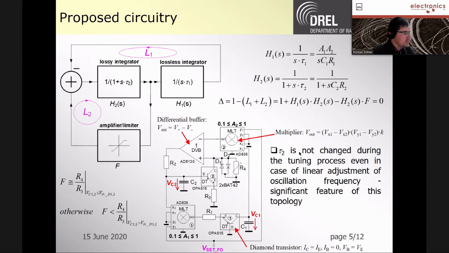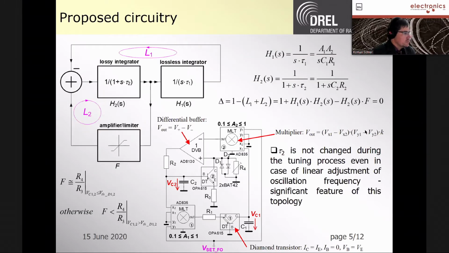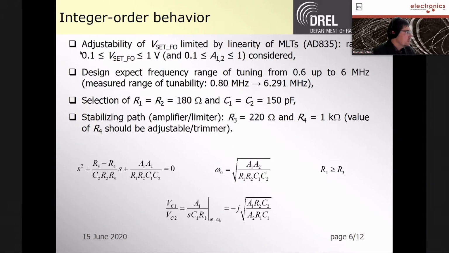That is a little bit different from previous works. We selected our design specification to some quite high frequency range for these devices, between 0.6 and 6 megahertz, because we calculated that this is valid for these selections of passive elements: capacitors 150 picofarads and resistances 180 ohms. And for this available range of gain, as is clear from this equation, the gain is directly given by a DC control voltage component.